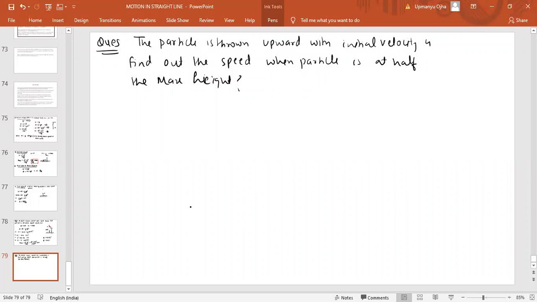Very good. Again, we can use the same concept here: the particle is thrown upward with initial velocity u. Half of the maximum height. Let us suppose this point A is the half, so this will be h max by 2. This is half of the maximum height. And the maximum height, say point B, that is h max.